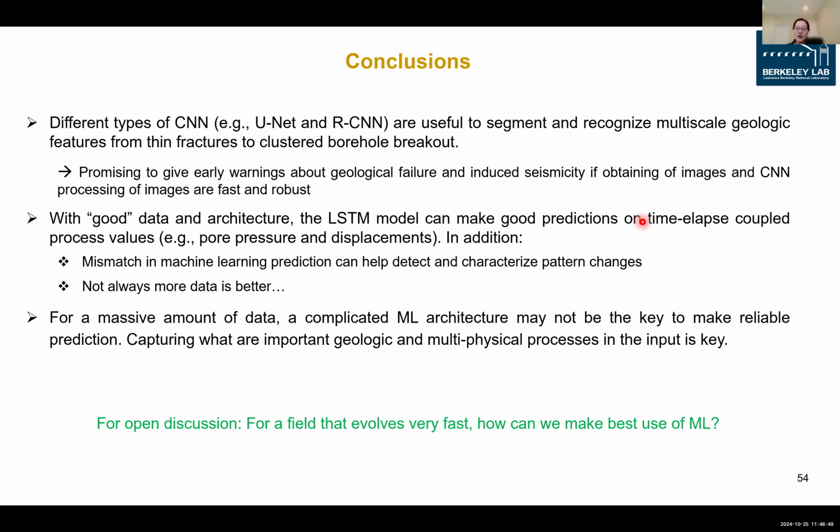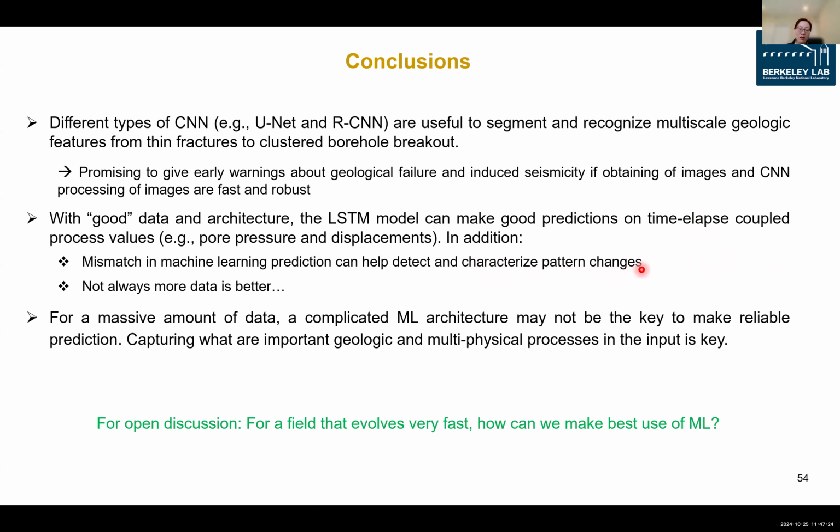And then we use long short-term memory to predict injection-induced seismicity and also MEQ from hydraulic stimulation, two types of problems in two different locations of underground research laboratories. We learned that with good data and architecture, long short-term memory can make good predictions on time-elapsed coupled processes. But in addition, what we learned is that mismatch in machine learning prediction can help detect and characterize pattern changes. And it's not always more data is better.